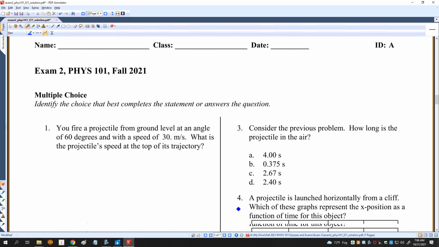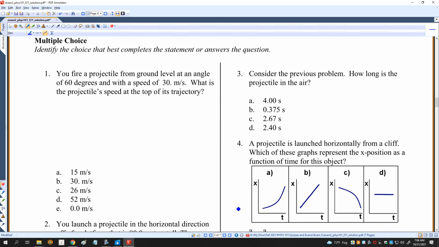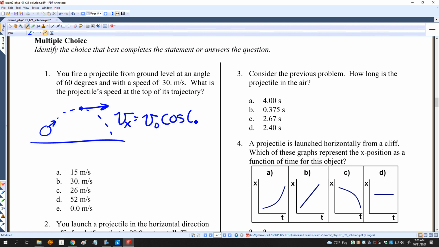Let's do the multiple choice. You fire a projectile from ground level at an angle of 60 degrees, speed of 30 meters per second. What is the speed at the top of its trajectory? Okay, so you need to recognize here that at the top of the trajectory, it only has an x component, and Vx is equal to V naught cosine of theta. That's going to be 30 cosine of 60. That's equal to 15.